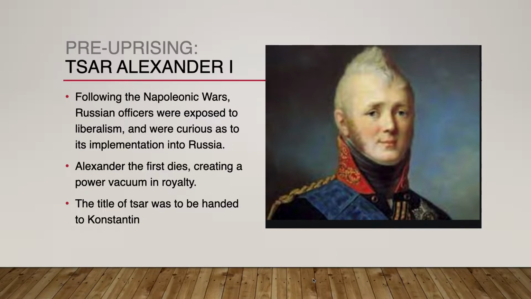However, that had to wait because Alexander I just kind of suddenly died, and that created a power vacuum in royalty. I believe Alexander I only had daughters, so his death was a problem in the whole king succession field. However, that being said, his title would be handed to his younger brother, Constantine.